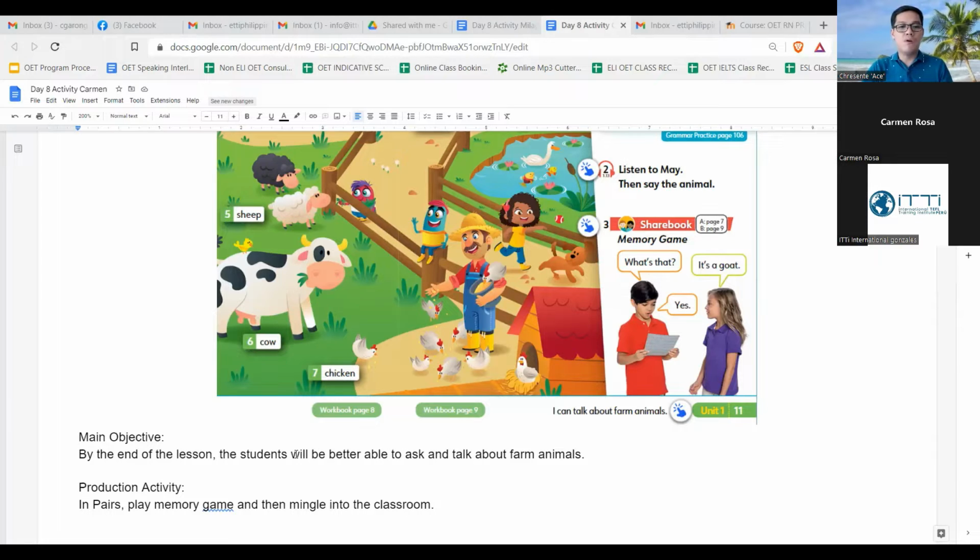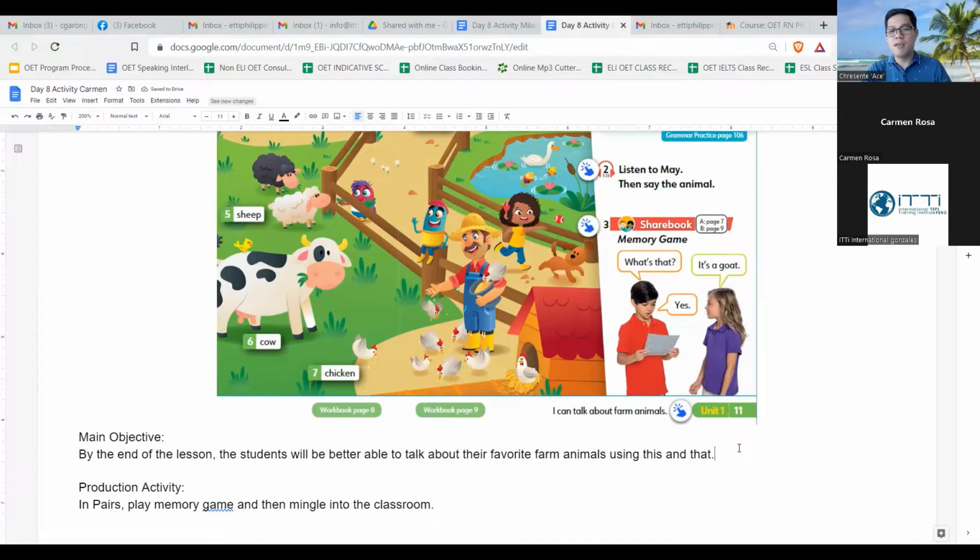So here, maybe a good objective will be: by the end of the lesson, the students will be better able to talk about their favorite farm animals using this and that.